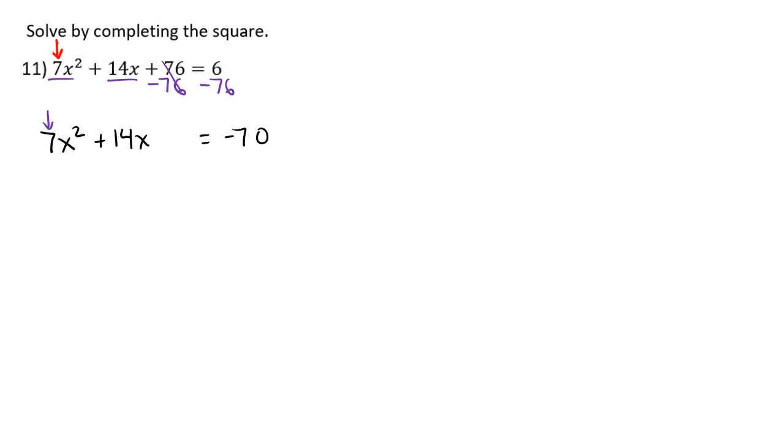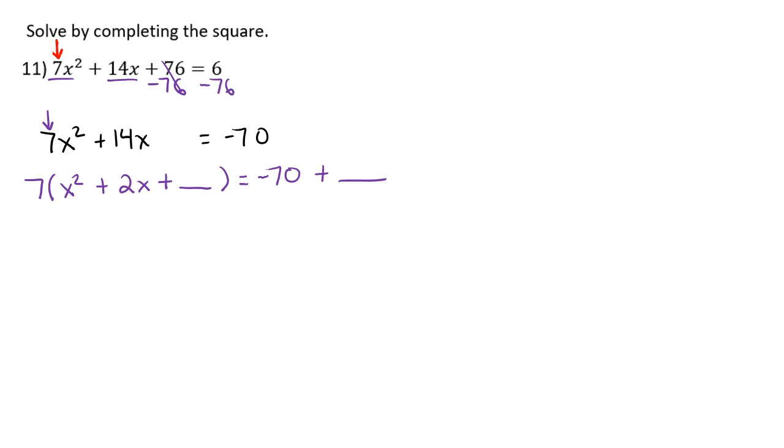Once again, since we have that 7 in front of x squared, we're going to factor out a 7. And so that means we'll end up with x squared inside the parentheses. 14 divided by 7, that's going to give us 2. So 2x plus blank space equals negative 70 plus blank space.